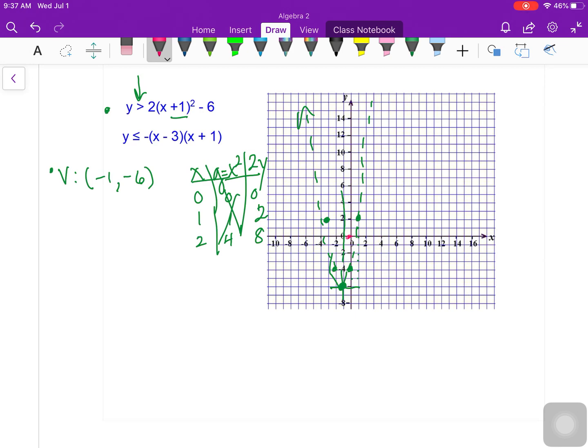And it looks like I can pick 0, 0. It's inside that parabola. So if I put 0 here and here, I get 0 is greater than 2 times 0 plus 1 squared minus 6. That's 0 is greater than 2 times 1 squared minus 6. That's 2 times 1 minus 6. That's 0 is greater than -4. And yes, it is. So far, I'm inside this parabola.